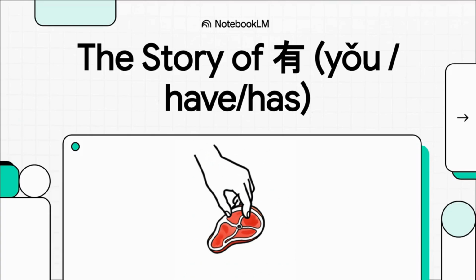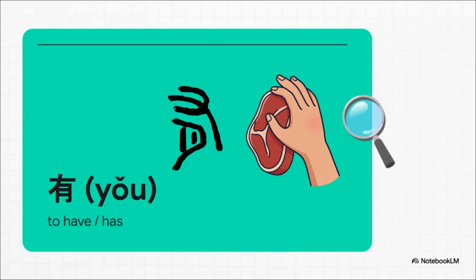All right, let's talk about one of the most useful characters you will ever learn in Chinese. It's a story about hands and meat and what it really means to have something. Let's get into it. Okay, so this character right here is yǒu. It's pronounced yǒu. Give that third tone a try. Yǒu. Super simple, it just means to have or has. You're going to use this one all the time.